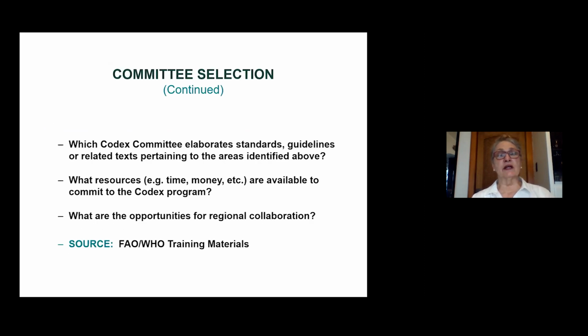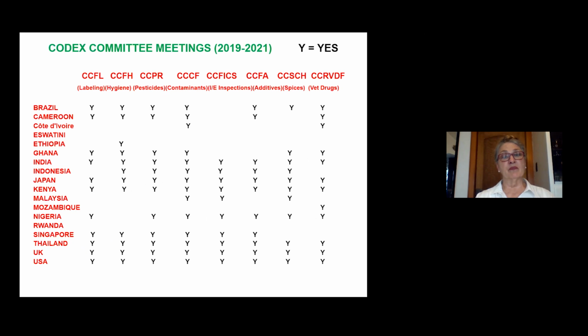So the other things you should look at are which Codex committee elaborates standards, guidelines, or related text pertaining to the areas identified above. What resources, time, money, and other things are available to commit to the Codex program? That is one of the good things right now with everything being online, that it doesn't take as much time and money to be able to participate. And what are the opportunities for regional collaboration? We're going to talk about how some of you are participating in that and the good that you are doing.